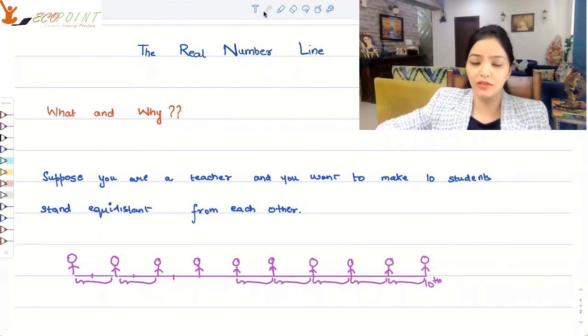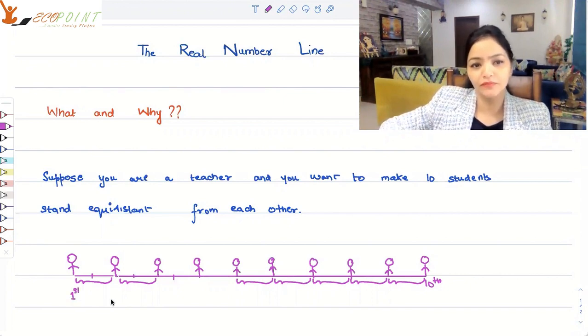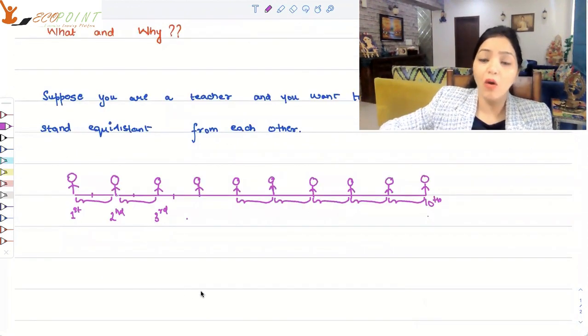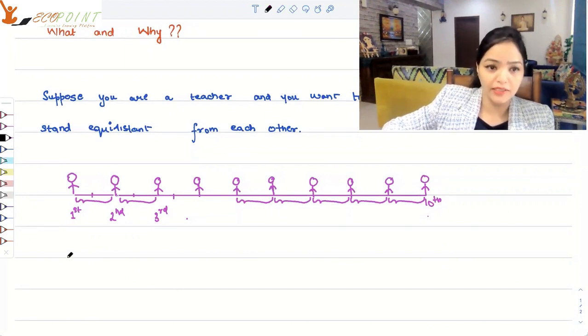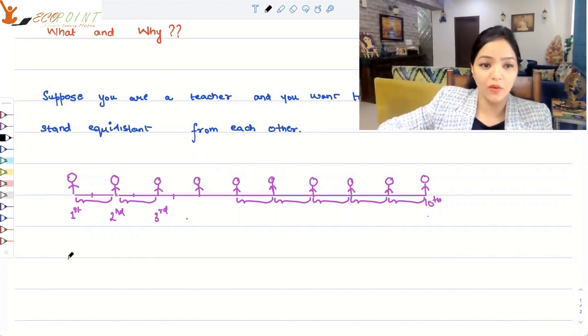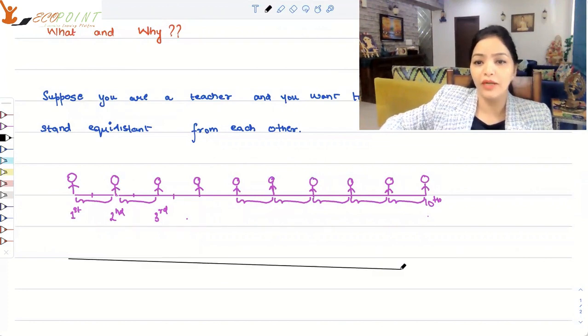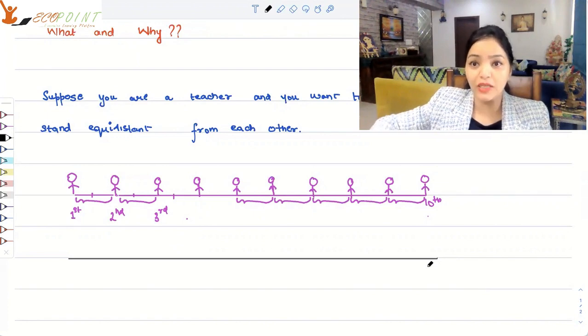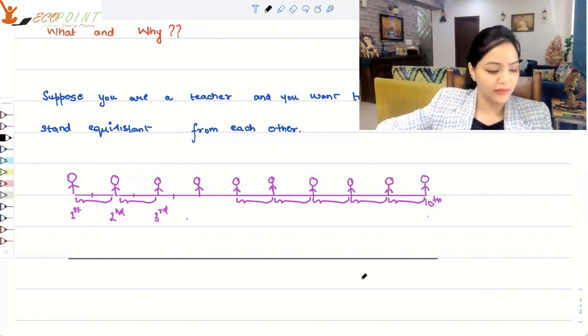So I'm dealing with positioning here. Without naming them, I can say this is the first person, this is the second person, this is the third kid, and so on and so forth till the 10th one, right? So I have 10 points here on a line. If you look at it, this is a straight line which has 10 points on it. The notion of the number line is also something of that sort. You have numbers equidistant to each other put up on the number line.